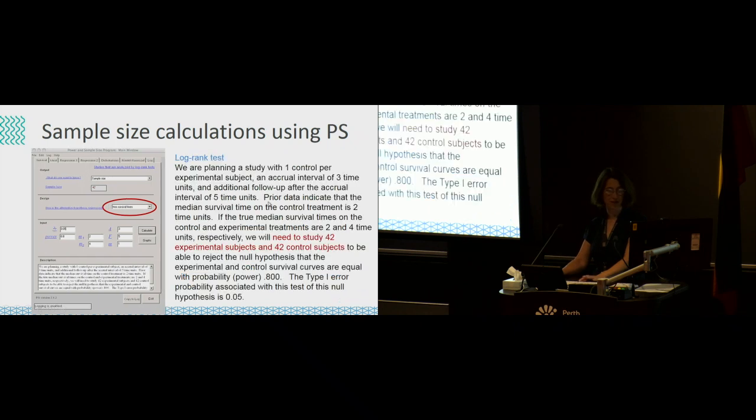That will give you the blurb. And again, it says planning the study, 1 control for each experimental subject, accrual time of 3 time units, follow-up after that of 5 time units. Prior data indicates 2 time units on the control, experimental ones is for 4 time units, and then it gives you the number needed per group. There's a big difference going from 2 to 4 years, and so this is a tiny sample size calculation of only 42 per group. You will more likely get values in the hundreds per group.